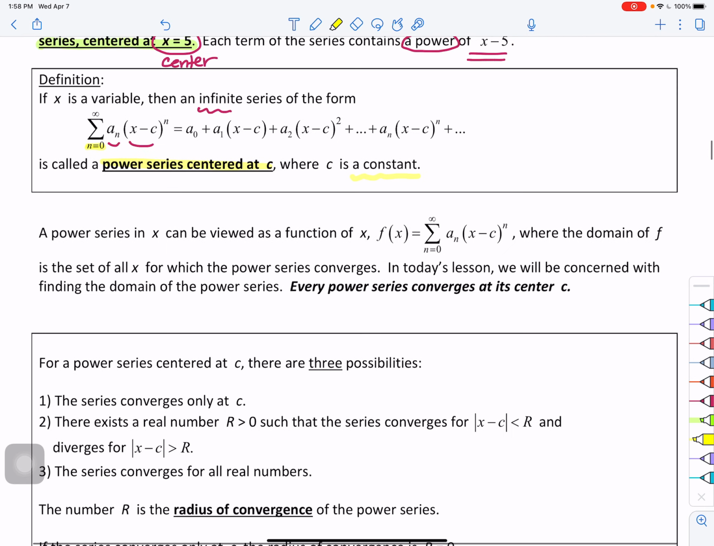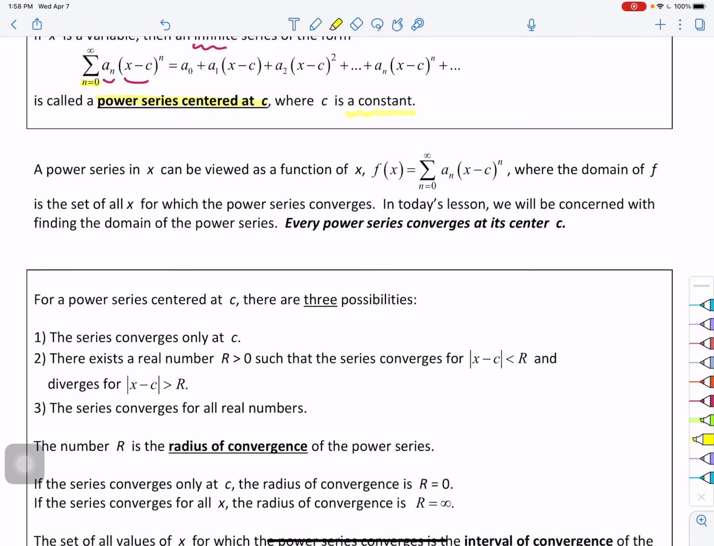Now, a power series in x can be viewed as a function of x, where the domain of f is the set of all x for which the power series converges. Okay? So we can view this power series as a function of x, where the domain of f is the set of all x for which the power series converges. So that's sort of our focus. We're wondering about the set of x values for which the power series converges.